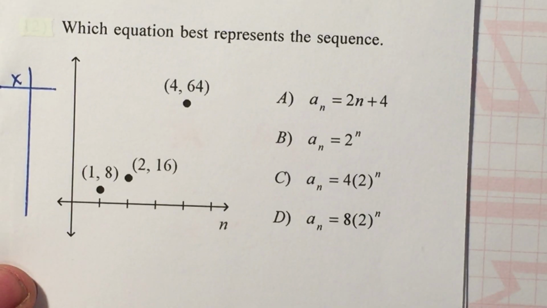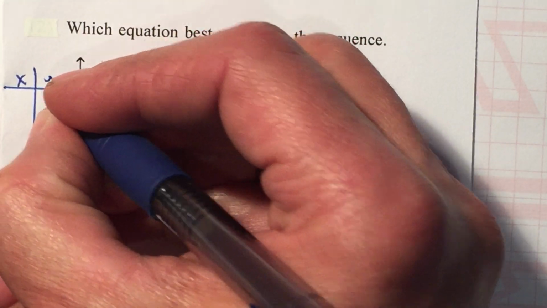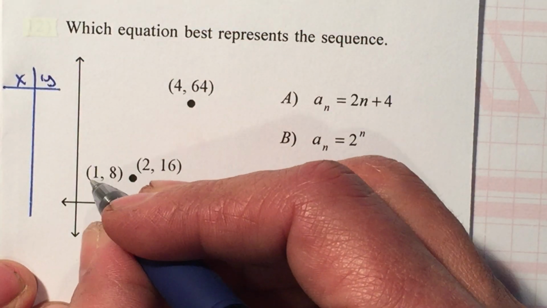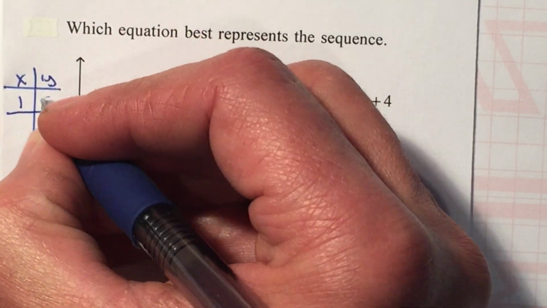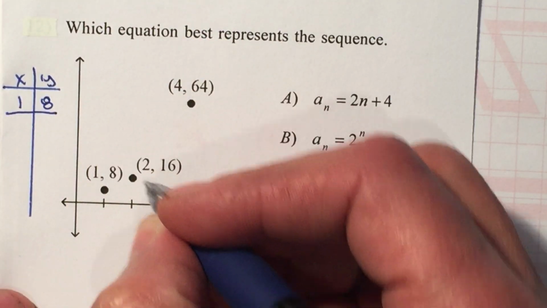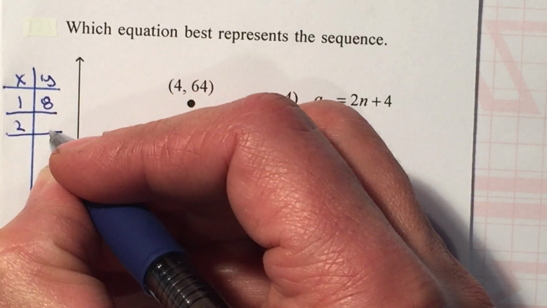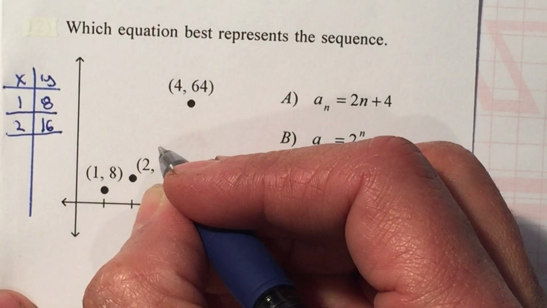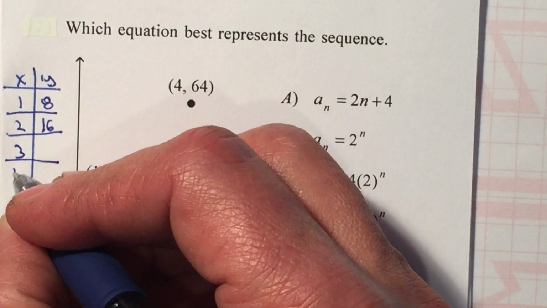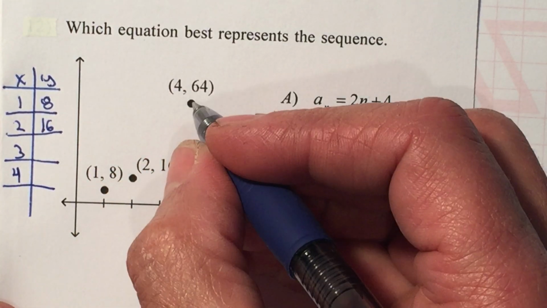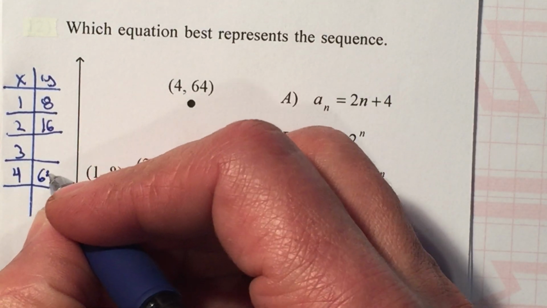So we have X and Y. If they plugged in a 1 and they got an 8 back. So 1 and they got an 8 back. They plug in a 2 and they got a 16 back. 3 is not shown there. They plugged in a 4 and they got a 64.